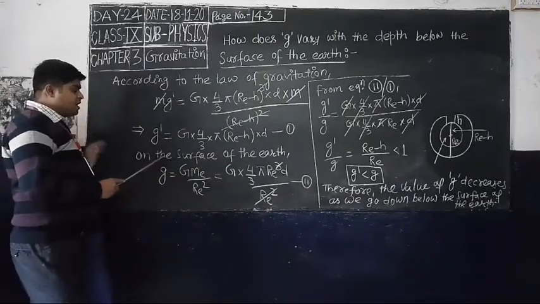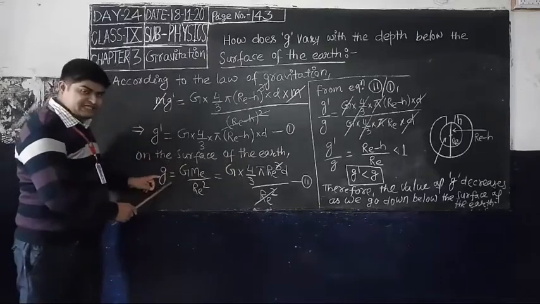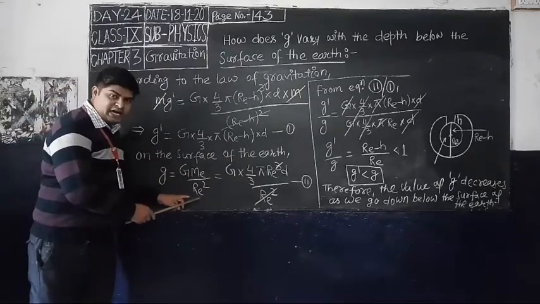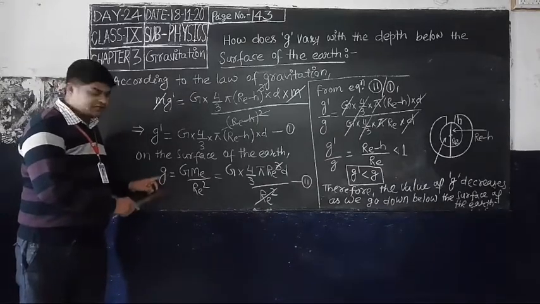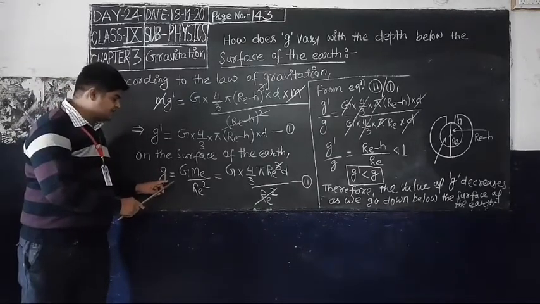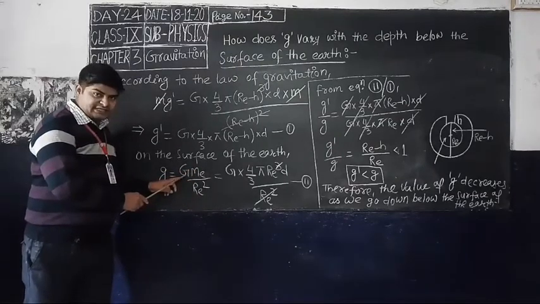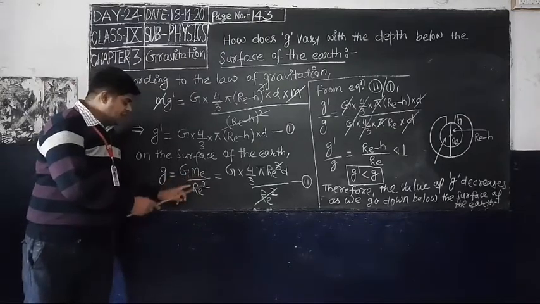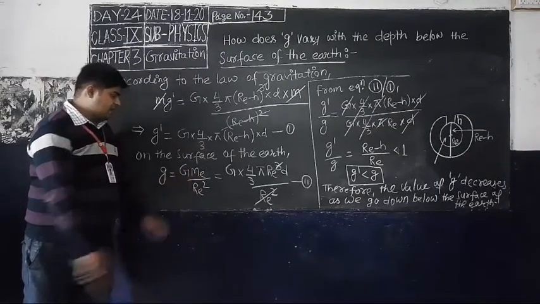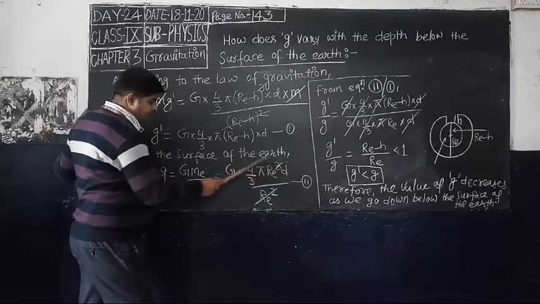Now on the surface of the earth, you know g is equal to G Me by R square. The acceleration due to gravity on the surface of the earth, small g, is equal to G Me by R square, where capital G is the gravitational constant, Me is the mass of the earth and Re is the radius of the earth. Now put the value of Me.